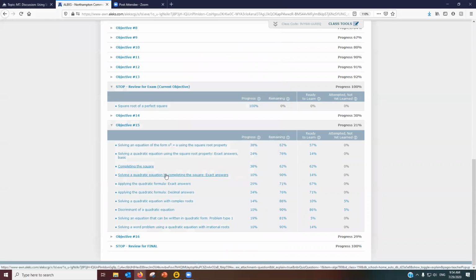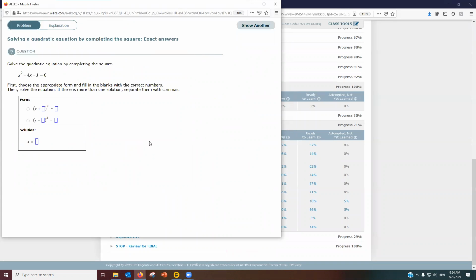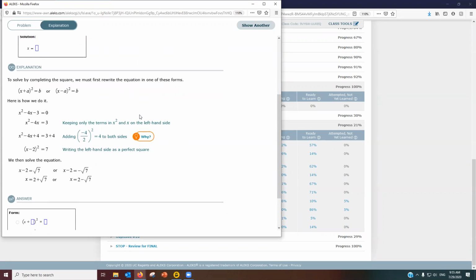Notice here it says solving a quadratic equation by completing the square. All right, let's take a look at this one. So what they're giving us here is this equation, x squared minus 4x minus 3 equals 0. All right, well, I want to complete the square. What that means is I want to get this left side to look like a quantity squared. So here's what I'm going to do. I think it'll be easier to bring up the explanation this way so we can follow it step by step. Okay. All right, here's what we're going to do.